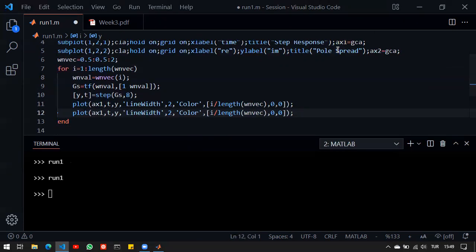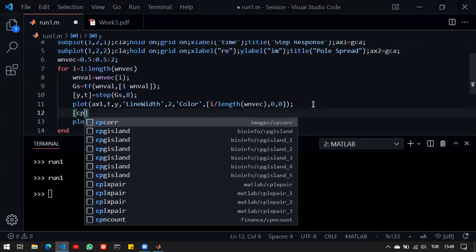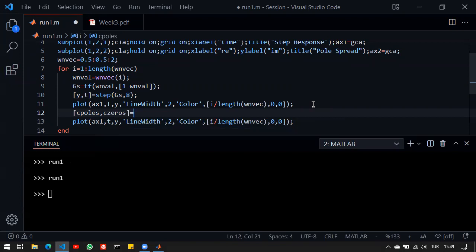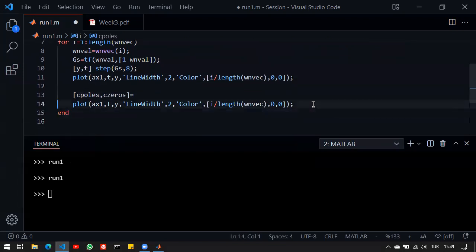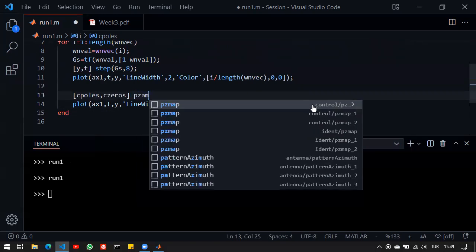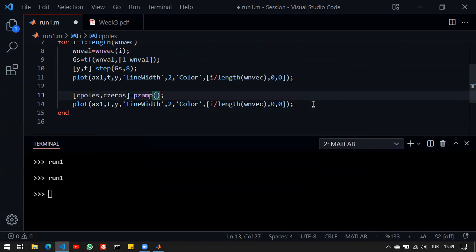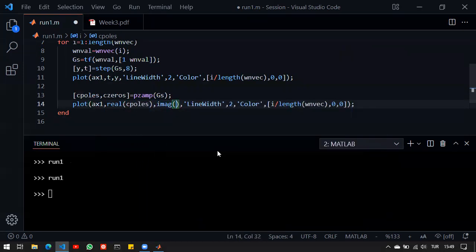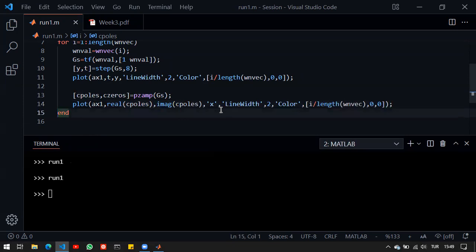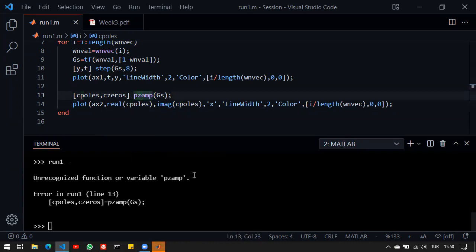Now I need the poles and zeros, or poles in this case. So I'm going to use PZMap here. If you don't provide any output arguments, then the pole zero map will be generated. But I just want to get the poles here. I just want to calculate. So once I have C poles here, I'm going to use the real value of this and then the imaginary value of this in order to plot my poles in here. And I'm not changing the line width or coloring in order to get the same effect. So let's run it again. We misspelled this one here.